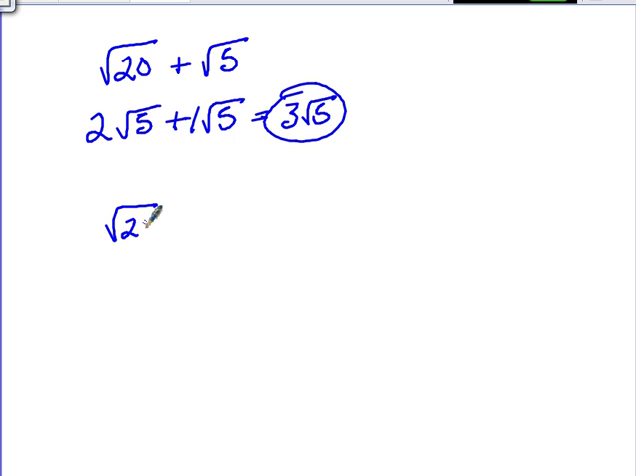Even though you can't add them like they are, you can multiply them. Square roots can be multiplied. Let's make this a little bit harder. Let's do 3 root 20 and 4 root 5.